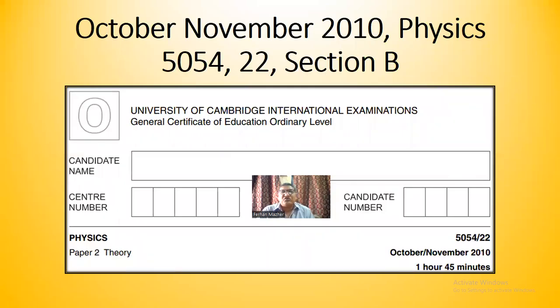Good morning, dear students. My name is Ferhan Mazher, and the subject we are studying today is Cambridge O-Levels Physics 5054. Today we have set our hearts to solve a paper 2, and for this purpose we have selected the October-November 2010 paper 2-2. This paper 2 belongs to Zone 2, or you can say Variant 2.